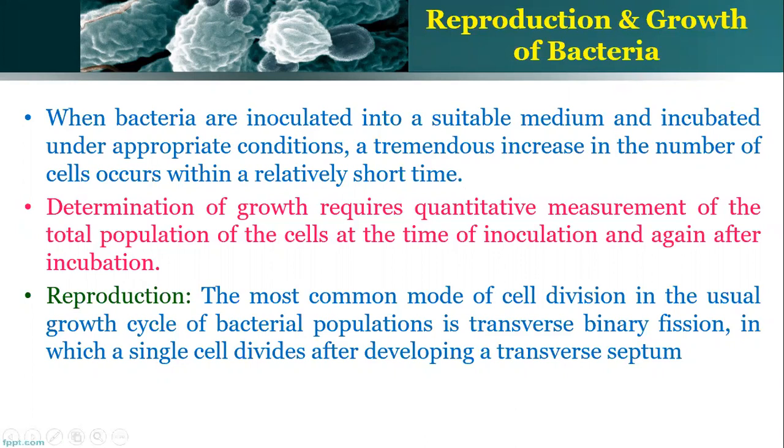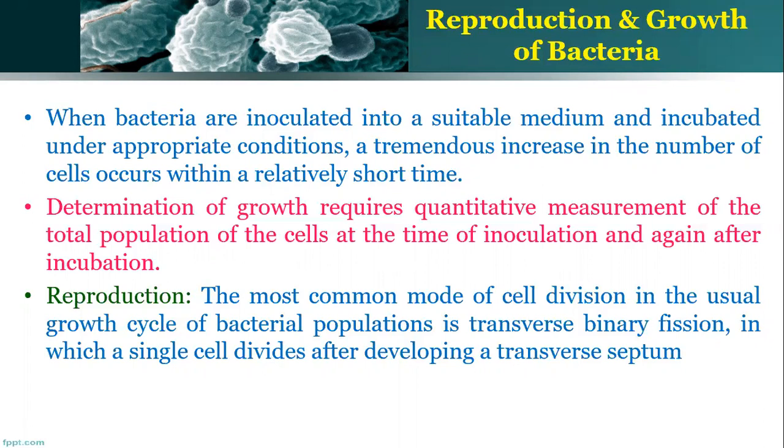Determination of growth requires quantitative measurement of the total population of the cells at the time of inoculation and again after incubation. So the number of bacterial cells inoculated at the start and how many cells have been produced after incubation will give the determination of growth of bacteria.